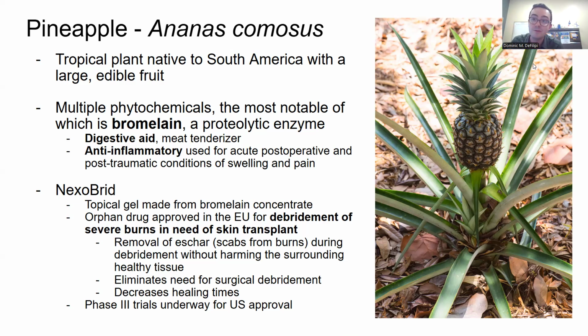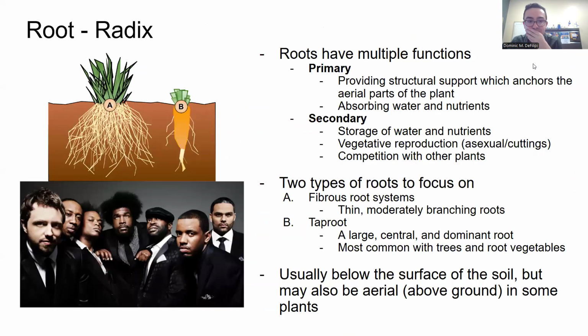So as of now, phase 3 trials, those final phase of drug trials, for bromelain are underway in the US, and we're looking to get it approved. Nexobrid is the name of it. I think it's a really, really interesting natural product, which is soon to become a prescription medication, and we'll see where that goes.